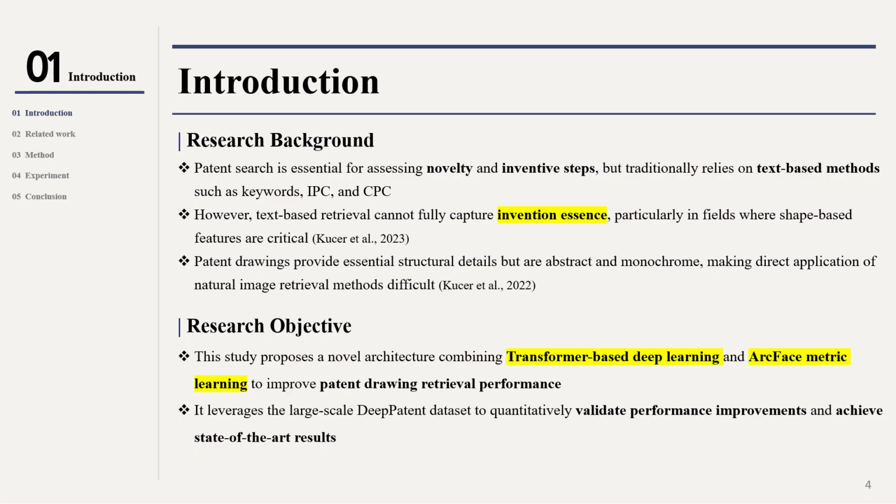This study proposes a novel architecture combining transformer-based deep learning and arc-based metric learning to improve patent drawing retrieval performance. It leverages the large-scale DeepPatent dataset to quantitatively validate performance improvements and achieve SOTA results.